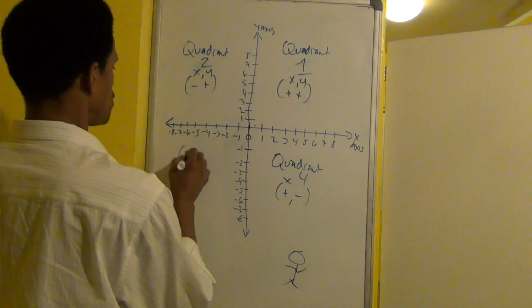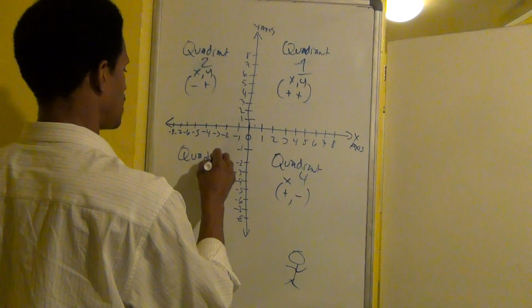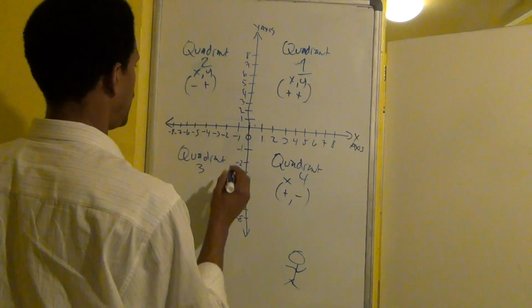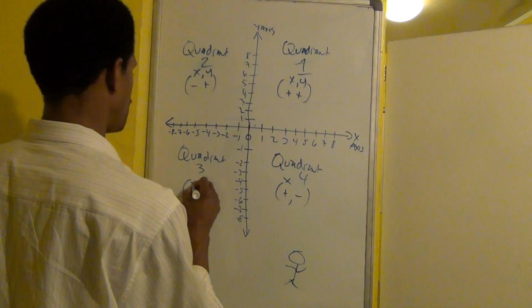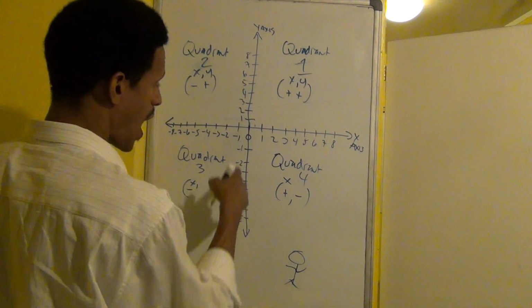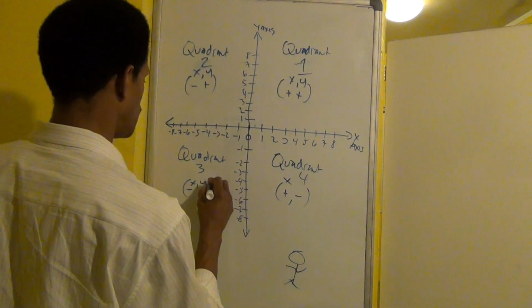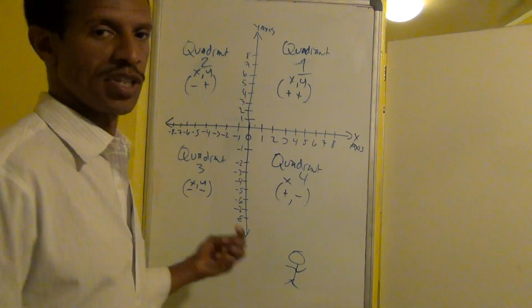And if I was to go over to quadrant 3, all my values for my x would be negative, and all my values actually for my y would be negative as well. What does that mean? I'm going to tell you in a moment.